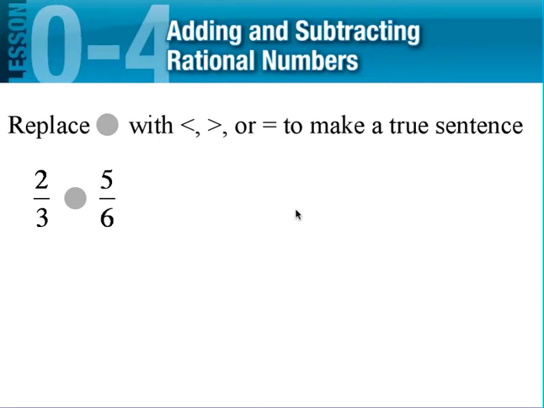Numbers. What was another name for a rational number? Yeah, fraction. A fraction or a decimal. And so that's what we're going to be looking at today: adding and subtracting fractions and decimals. And then we're also going to look at how we compare some numbers here.